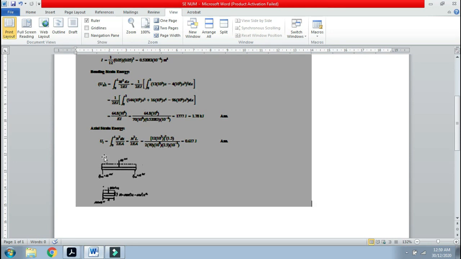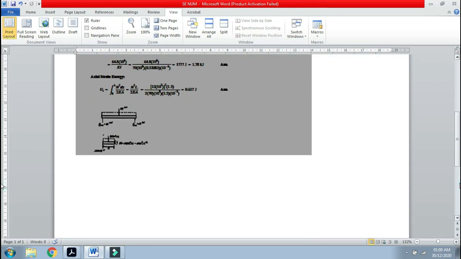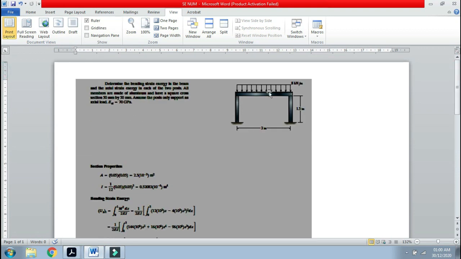Okay, so the axial strain energy we can calculate very easily. U internal energy equals integral 0 to L of N square dx over 2 EA. E is given for the aluminium, A is 50 by 50 millimeter, and L will be basically 1.5 meter, 0 to 1.5 meter, N square, and you integrate it. The only thing that is important is that since the total load will be 24 kilonewton, the two end conditions of this beam will be 12 kilonewton each.